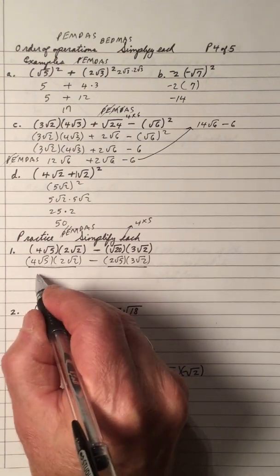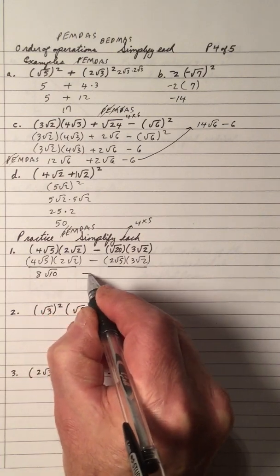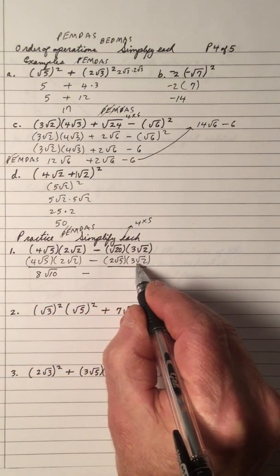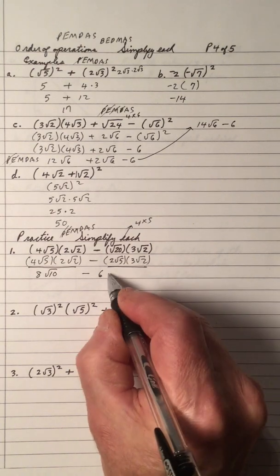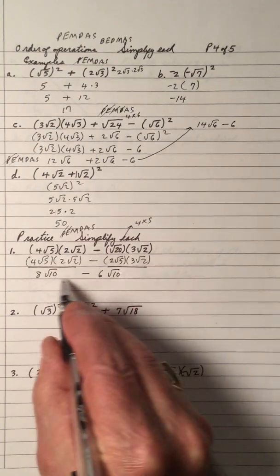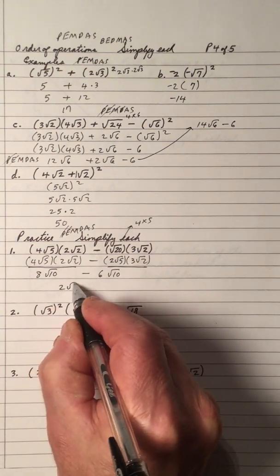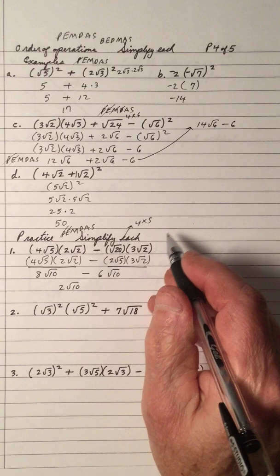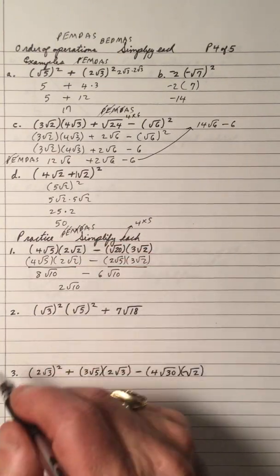Multiply. 4 times 2 is 8. Root 5 times root 2 is root 10. Subtract. We have to multiply these two. 2 times 3 is 6. Root 5 times root 2 is root 10. Both of these are like radicals, so 8 subtract 6 is 2, so it's 2 root 10. Notice we have the multiplication done, then we only have the subtraction left.